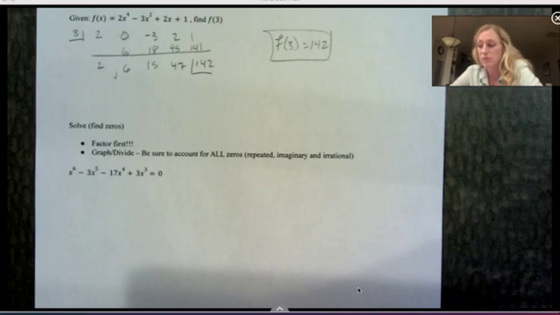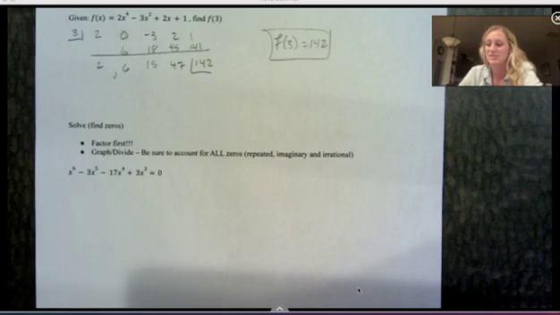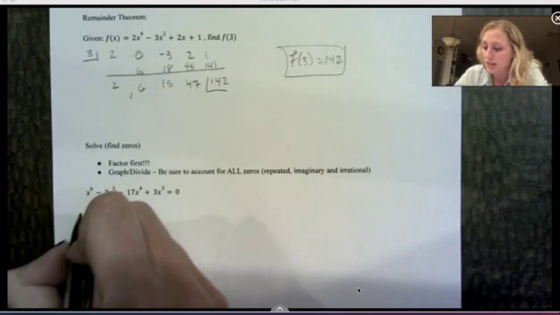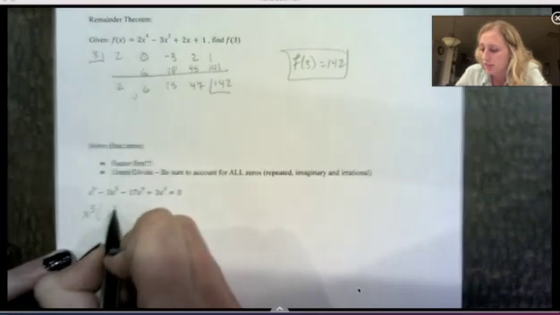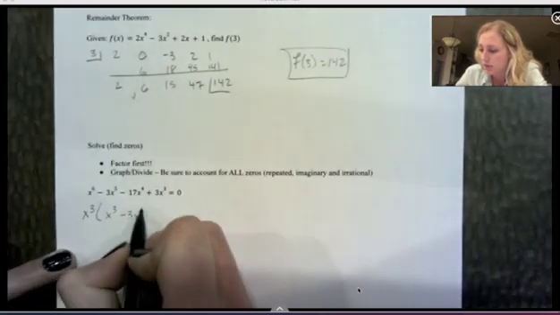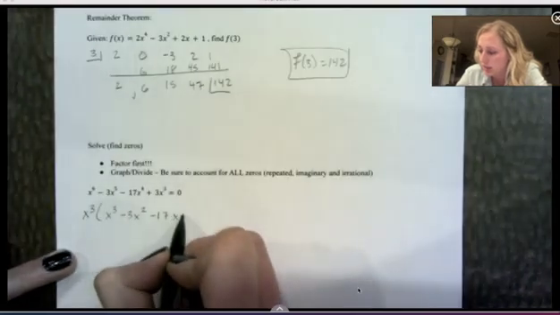Remember, you can have repeated roots, you can have imaginary or irrational roots, like square root of 2. And remember, imaginary and irrational roots as radicals always come in their conjugate pairs, okay? So in this one, we need to have 6 different roots. Well, right away, I notice they all have a GCF of x to the third, so I can take that out, okay? So I have x to the third minus 3x squared minus 17x plus 3.